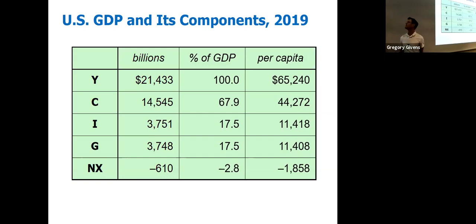Again, you don't have to memorize these specific numbers, but I think you should be generally familiar with the fact that consumption is the biggest component of GDP, making up about 2/3. Investment and government spending are about the same in the US. It's not true of every country. And net exports are negative and actually have been negative for a while. And we'll talk much more about that later on in the semester. Okay, questions about the data then?